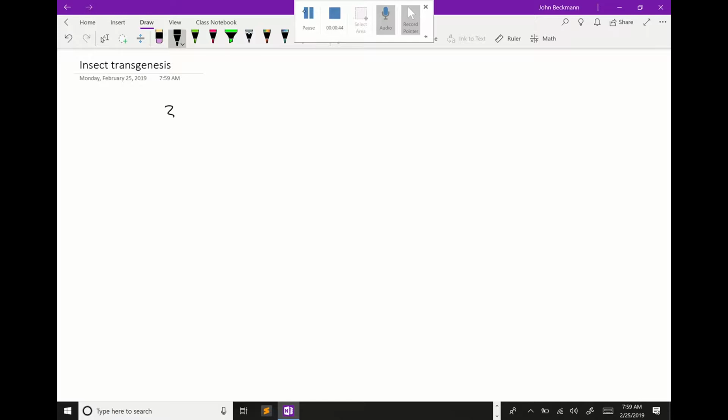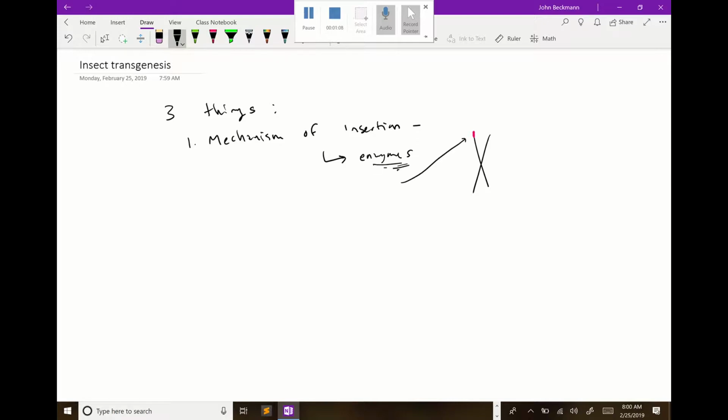Okay, so there's three things that you need for insect transgenesis. One is a mechanism of insertion. So that means the molecules, like the enzymes. If you have a chromosome and you want to put something on it, you need to have the enzymes that can catalyze that reaction. If that's recombination or if that's transposon insertion, you need to have a mechanism of insertion.